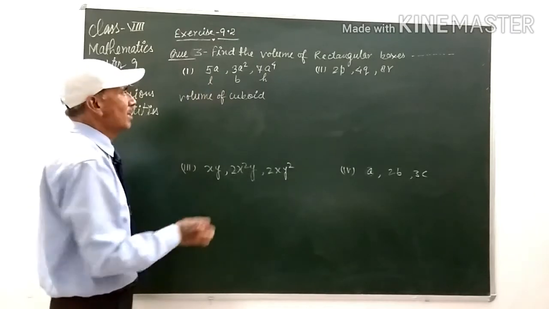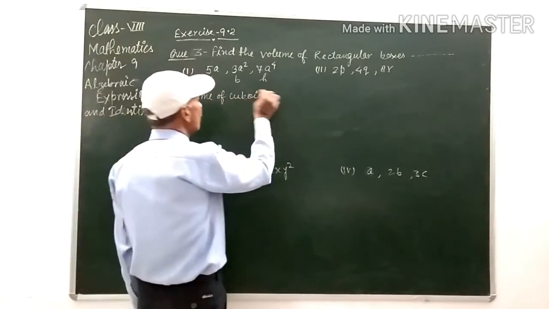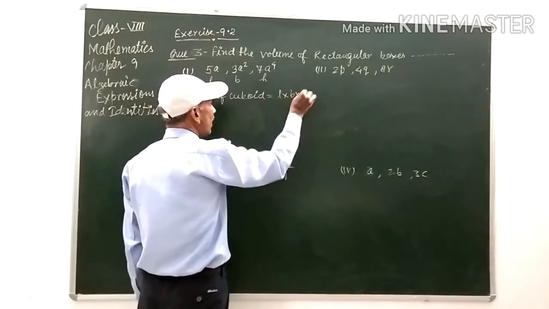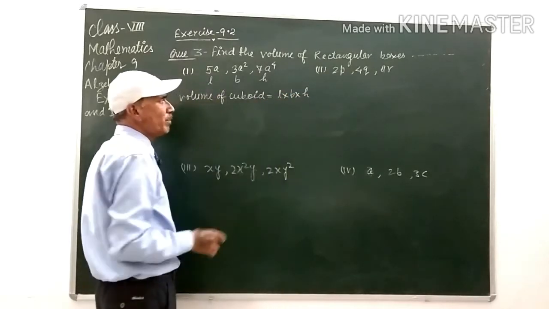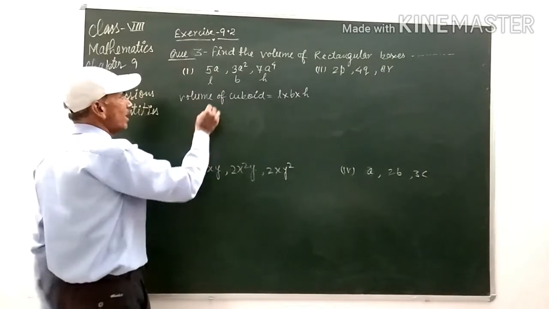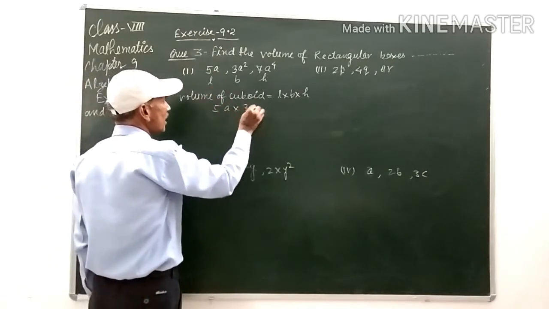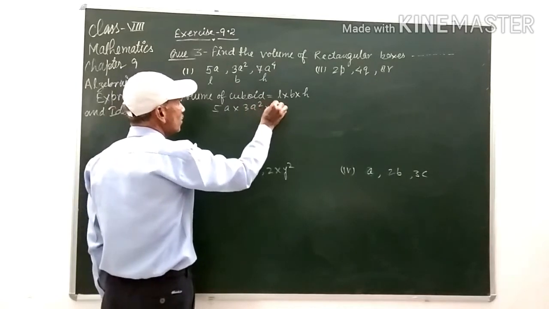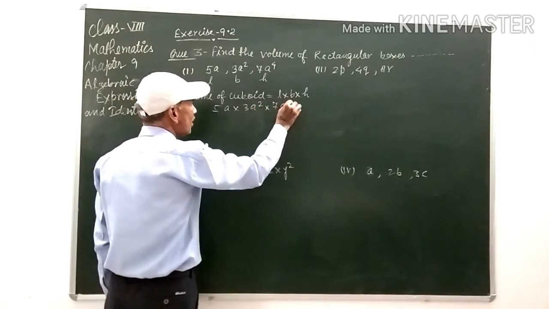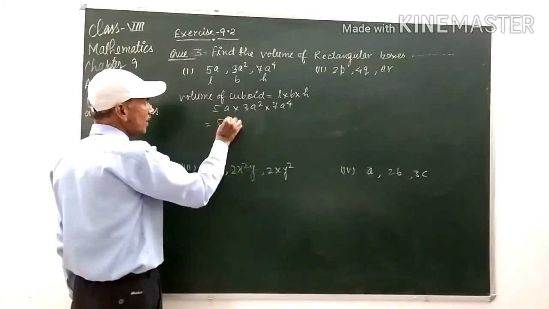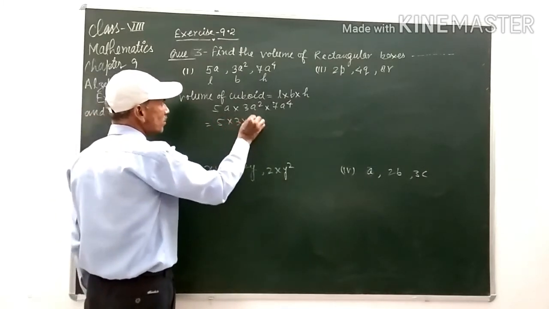So volume of cuboid is equal to L into B into H. It means length into width into height. That is, length is 5a into 3a square into 7a to the power 4. That is 5 into 3 into 7.